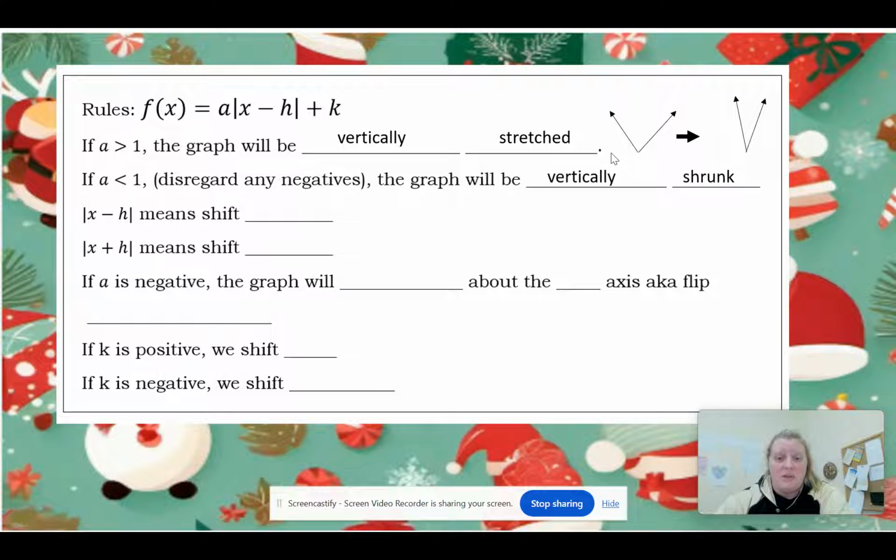Right, and then the opposite of vertically stretched would be vertically shrunk. So if I put like 1/2 in front of the bars, or 1/3, or 1/4, etc., it's going to cause your graph to get vertically shrunk. And again, because that's a new phrase, it's a good idea if you draw a picture of what that looks like so you can see that that will make your V get wider.